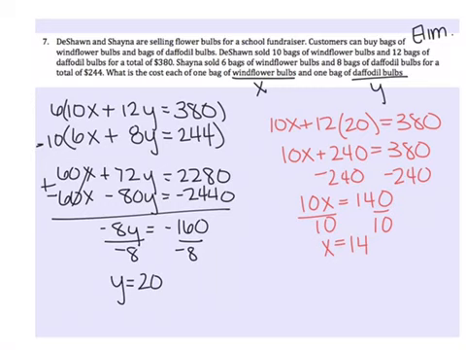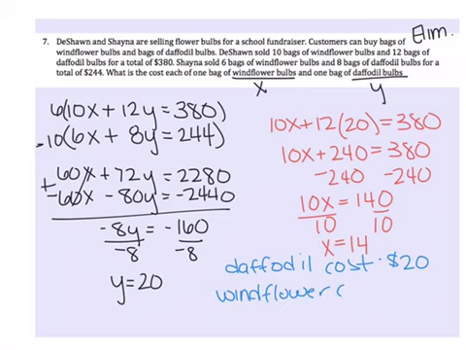So remember, a problem with words needs an answer with words. My y was my daffodil, so my daffodil bags or bulbs are going to cost $20, and my windflower are going to cost me $14.